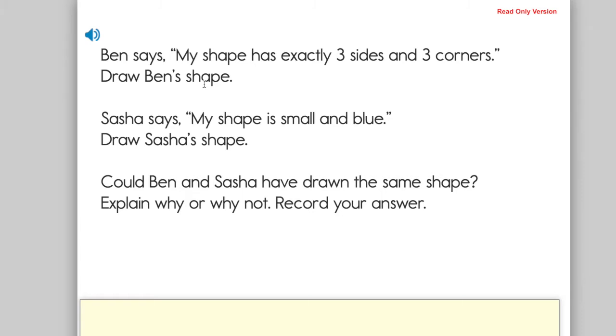Could Ben and Sasha have drawn the same shape? Explain why or why not. So in your math notebook, you're going to tell, could Ben and Sasha have drawn the same shape? Yes or no. Then you're going to tell why you think, yeah, that could be the same shape, or why you think, no, there's no way that their two shapes could be the same.